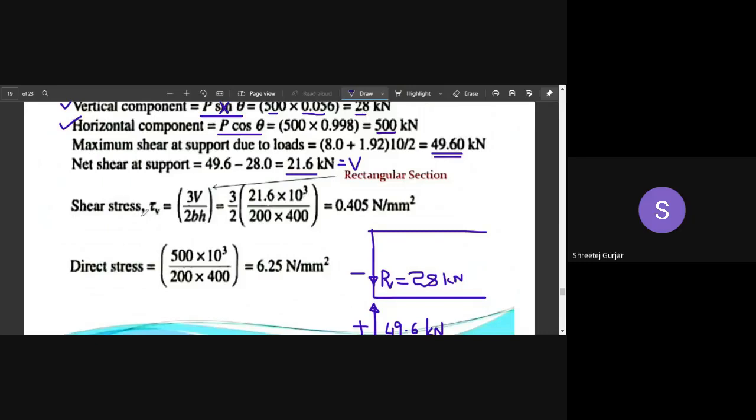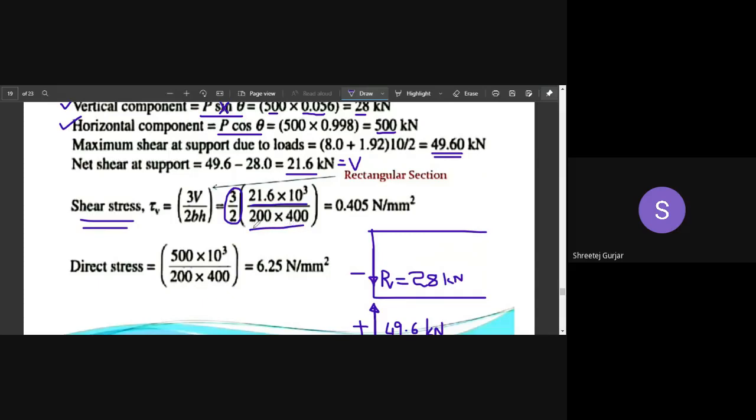Now, we know the shear stress formula: tau is equal to 1.5 V by BD. So V is 21.6 into 10 power 3 divided by B into D.